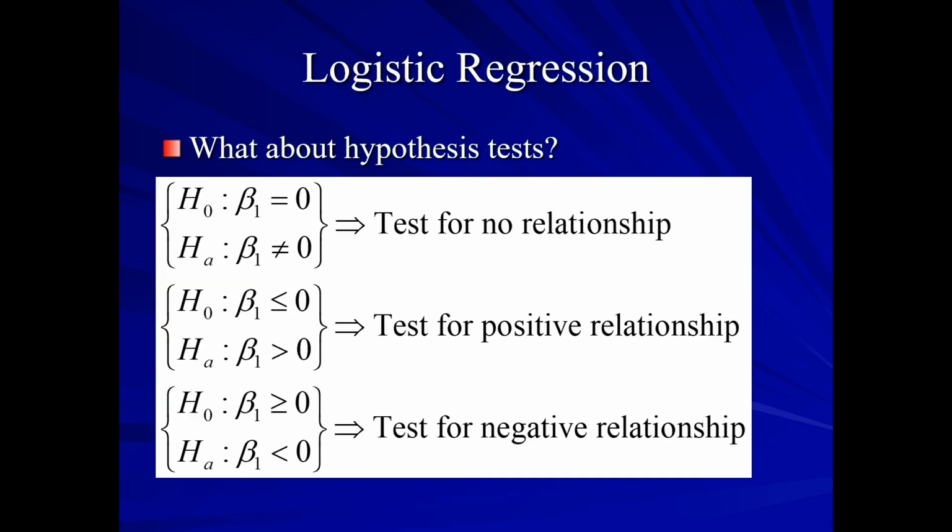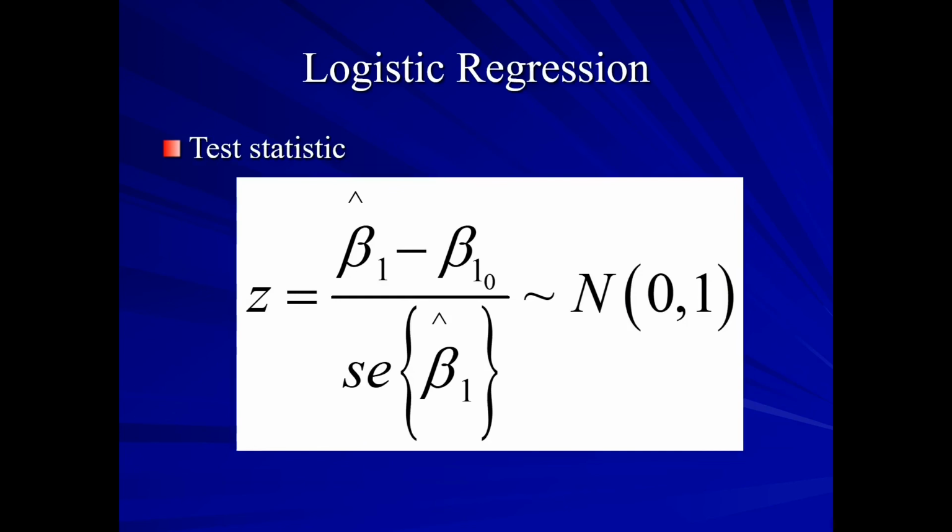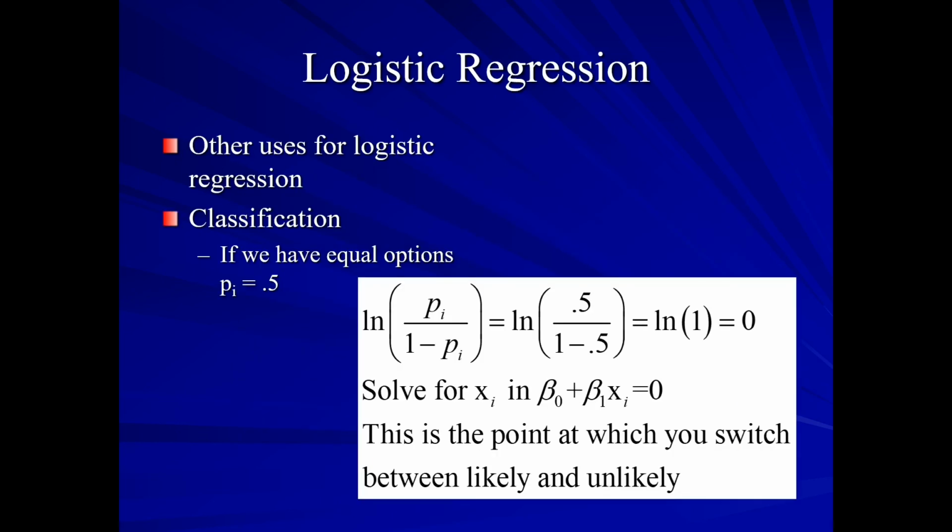What about our hypothesis test? Well, recall, we could test for no relationship, in which case our alternative hypothesis is not equal. We could test for positive relationship, in which case our alternative hypothesis is greater. We could test for negative relationship, in which case our alternative hypothesis is less than 0. Our test statistic here is then going to be z equals beta 1 hat minus beta 1 sub 0 over the standard error of beta 1 hat, where again beta 1 hat and the standard error for beta 1 hat are both found in the R output. And this is going to be normally distributed with a mean of 0, 1.